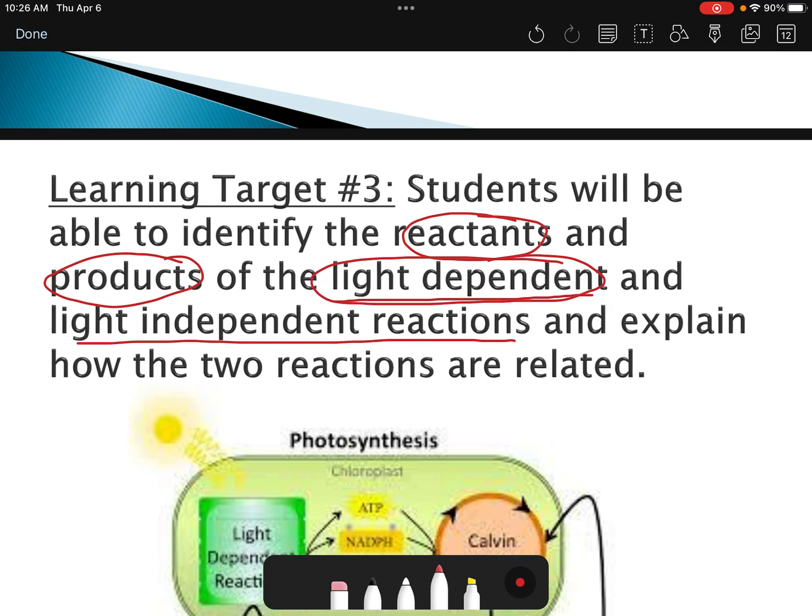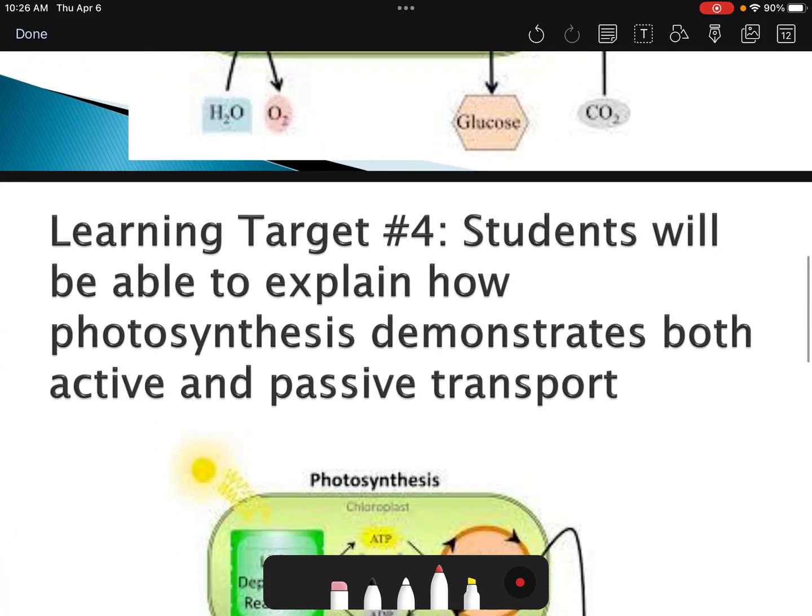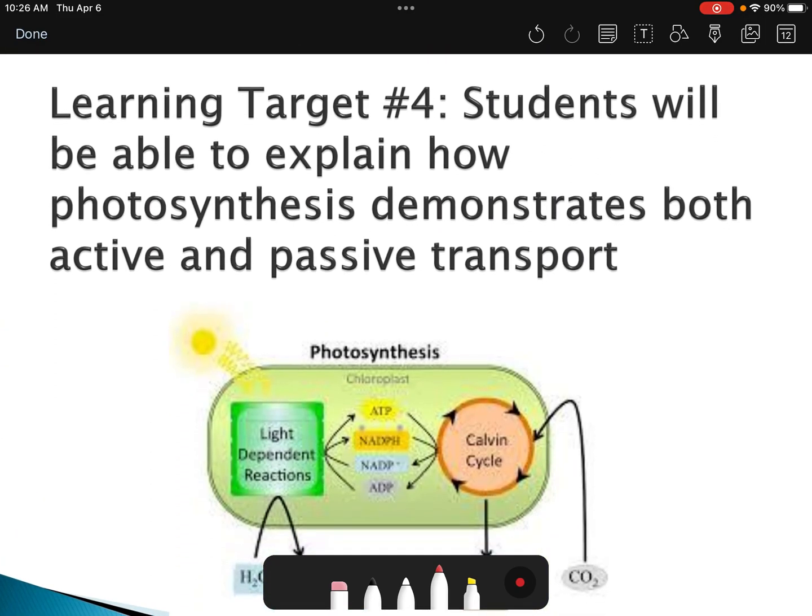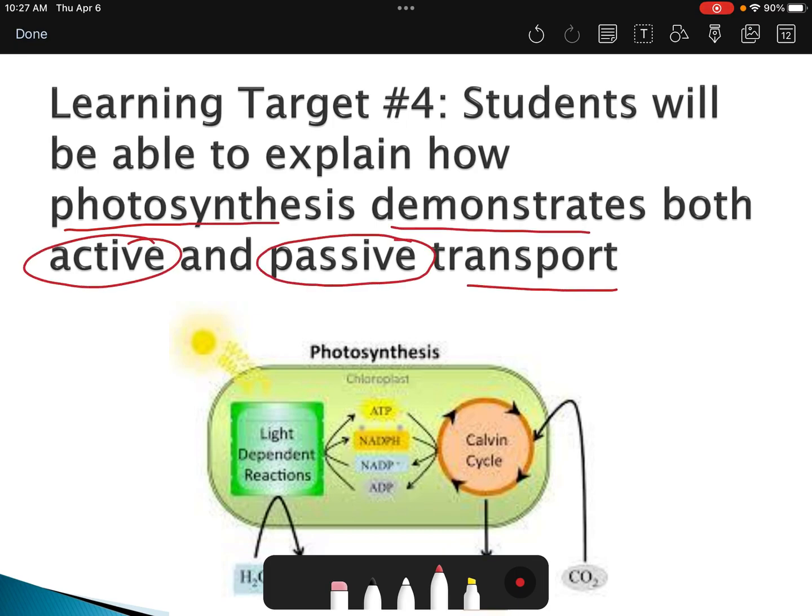When we talk about the reactants and products, we're talking about what is going into the light-dependent reactions, that's reactants, and what is coming out, that's the products. Not the whole process of photosynthesis, we're just going to talk about the light-dependent reactions today. We're also going to talk a little bit about how photosynthesis demonstrates both active and passive transport.